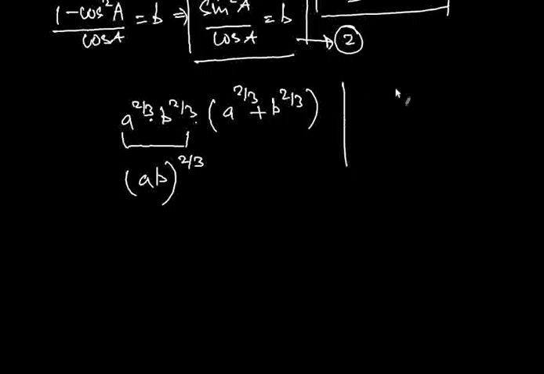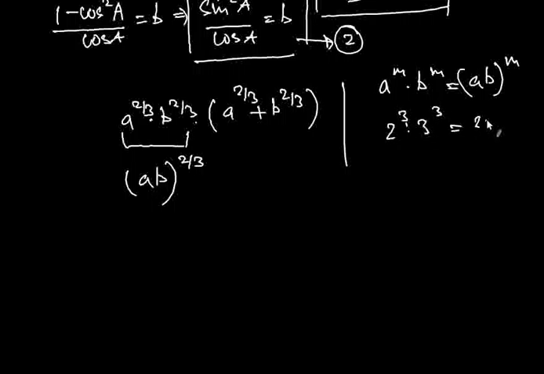So you kind of know this, right? So A to the power m into B to the power m, well, this is equal to AB to the power m, right? So 2 to the power 3 into 3 to the power 3 is simply equal to 2 times 3 raised to the power 3. So you can check this out. So this is known. This is middle school mathematics. So I'm just going to rewrite this as AB raised to the power 2 by 3, and this multiplied by A to the power 2 by 3 plus B to the power 2 by 3.